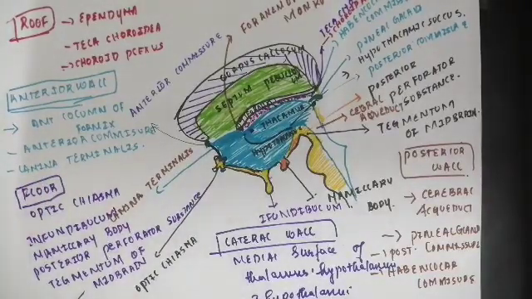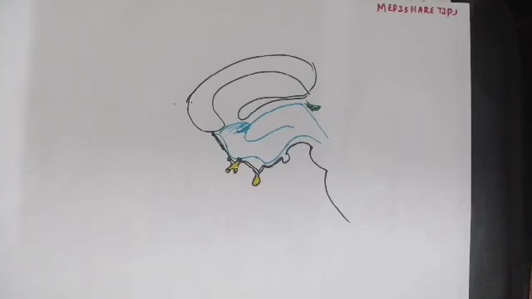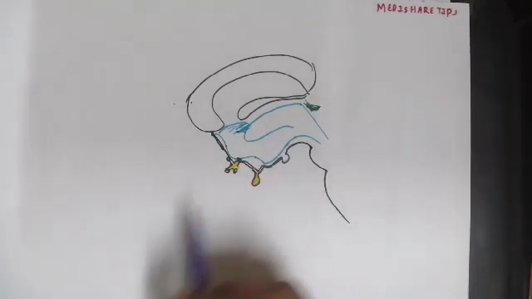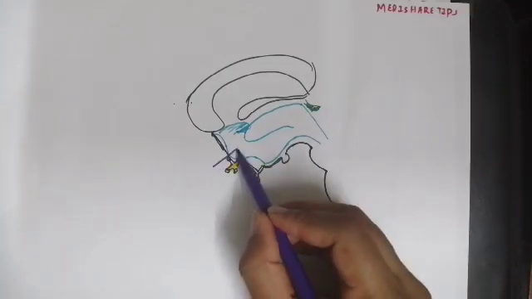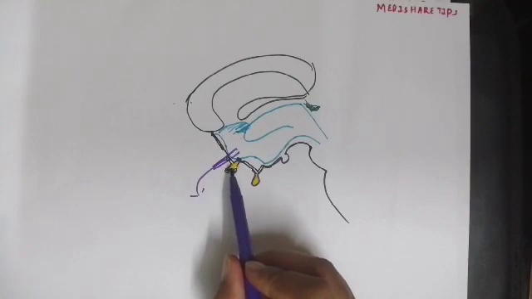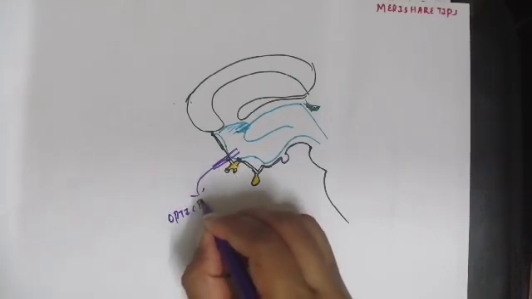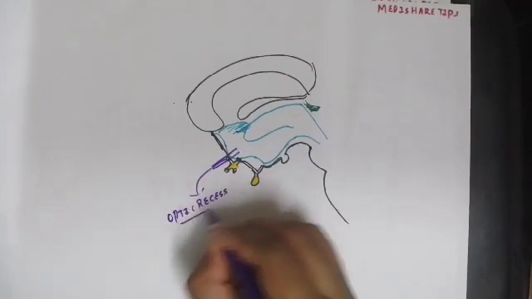We have discussed all these structures, and the third ventricle also has some recesses. We will discuss that now. While discussing the recesses of the third ventricle, what is a recess? It is actually a prolongation of the cavity of the third ventricle. There is a recess here, which is present just above the optic chiasma, called the optic recess.